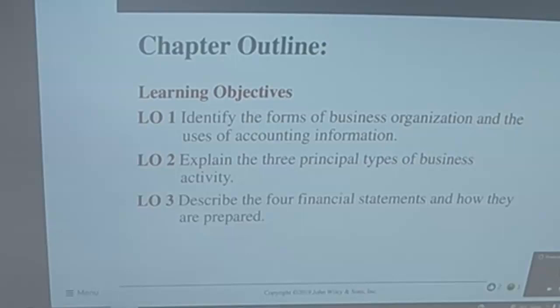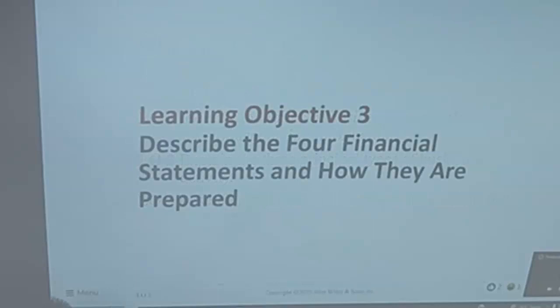All right. Then we talked next about the principal types of business. There's financing, investing, and operations. So know those different types. Now we're going to move into the financial statements. There are four. We're going to introduce four, but the fourth one, the cash flow, is for a later class. So our objective today is to understand the financial statements that a business presents.